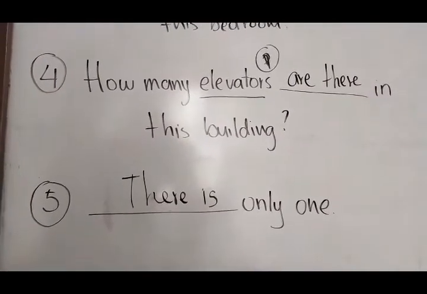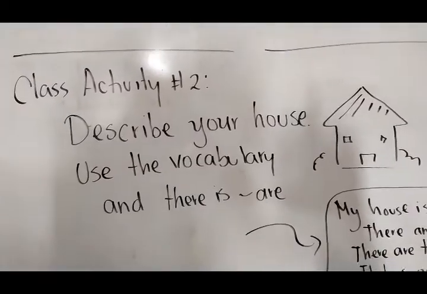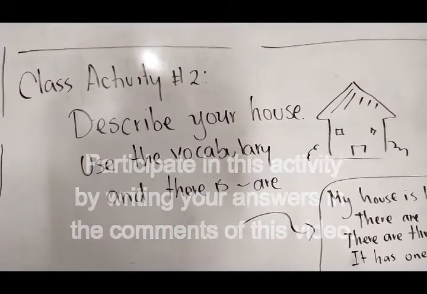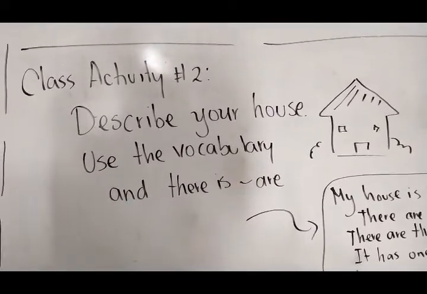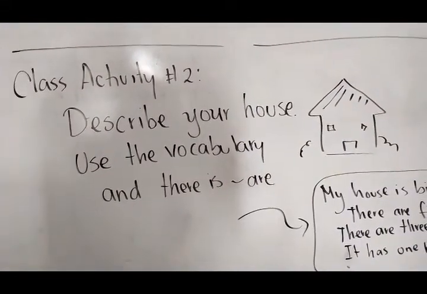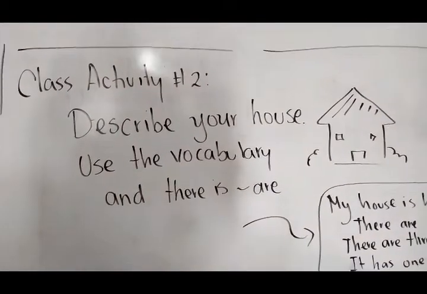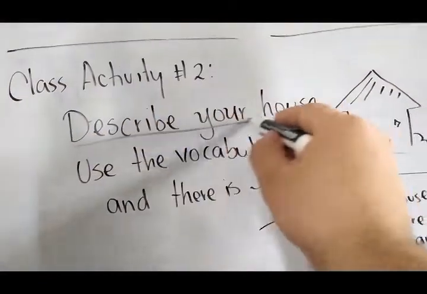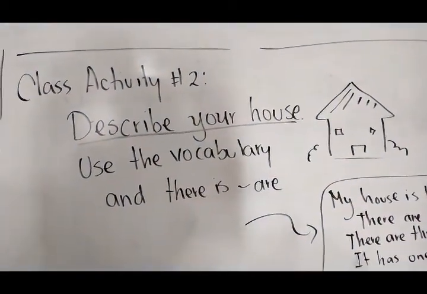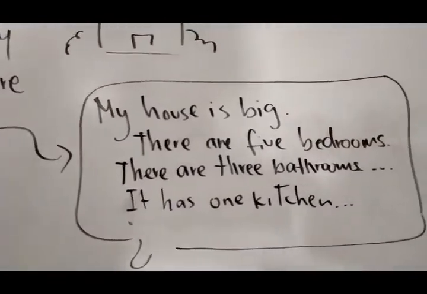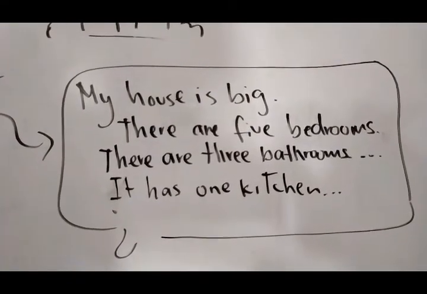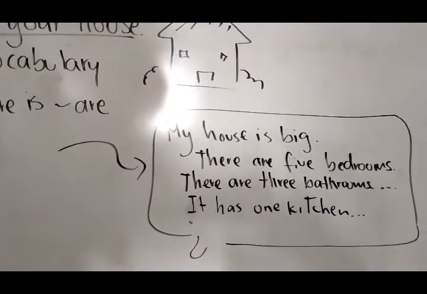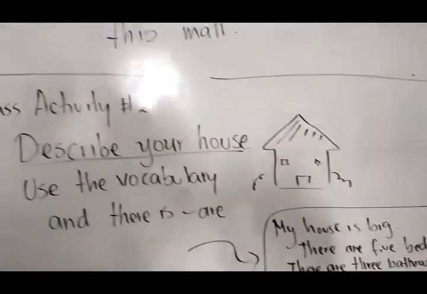You complete it and you participate by commenting in the comments of this video. And the second class activity for you to participate in this video is that you're going to take into account the vocabulary and the topic that I explained to you in this class. That is the vocabulary of the rooms, the vocabulary of the furniture, the appliances, and the use of there is and there are. So practice that vocabulary and that topic doing this activity. What is the activity? You are going to describe your house. I'm going to give you one example. For example, my house is big. There are 5 bedrooms. There are 3 bathrooms. It has 1 kitchen. So, as you can see, this is a very short, very simple example that you can give. So, participate in the comments of this video.